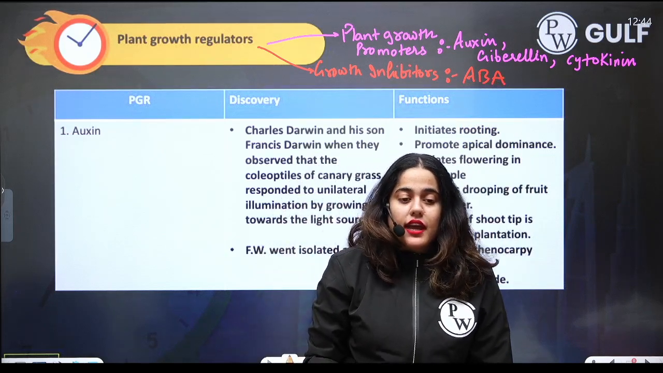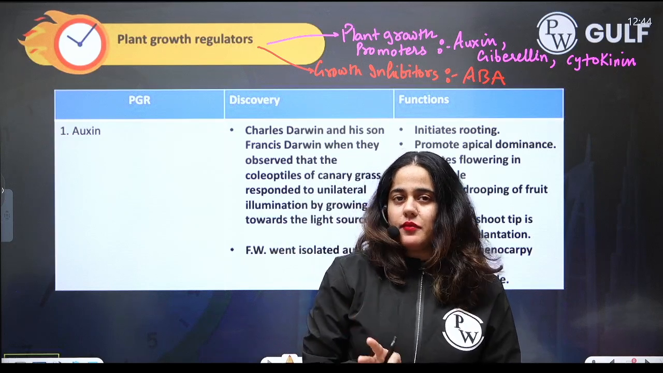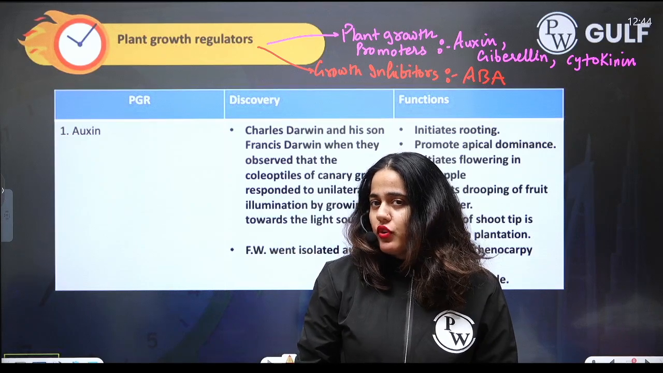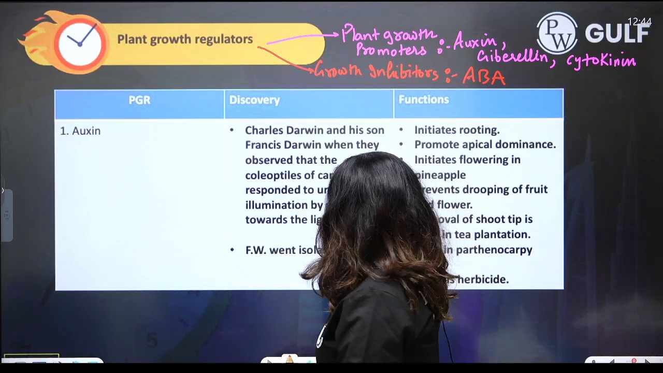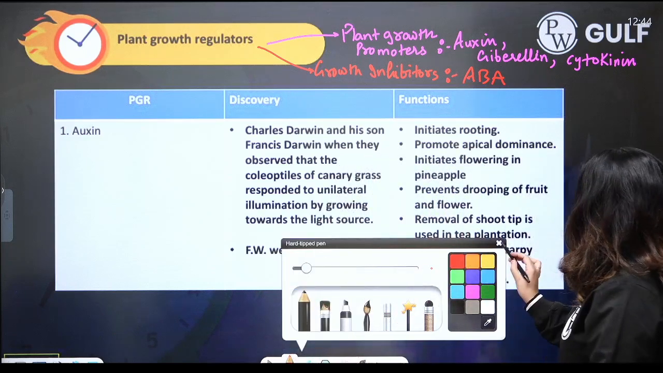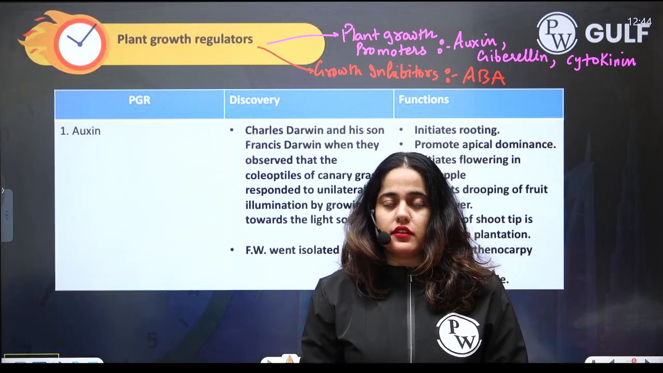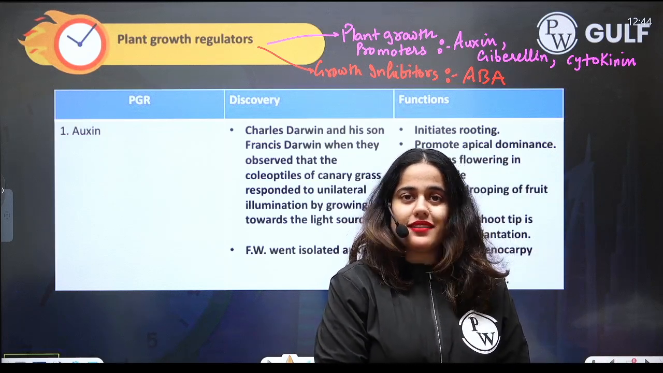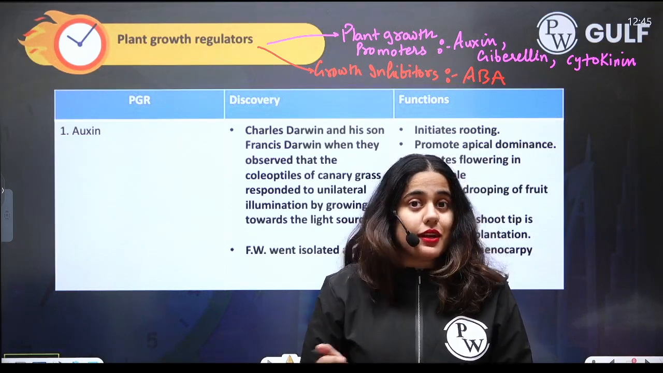So whenever any stressful condition is there, this abscisic acid comes to the rescue and rescues the plant from any stressful condition, right? So you must be wondering, where is ethylene? So ethylene basically is a type of hormone which can fit in both the categories. In some cases it can promote the growth, and in some cases it can inhibit the growth.